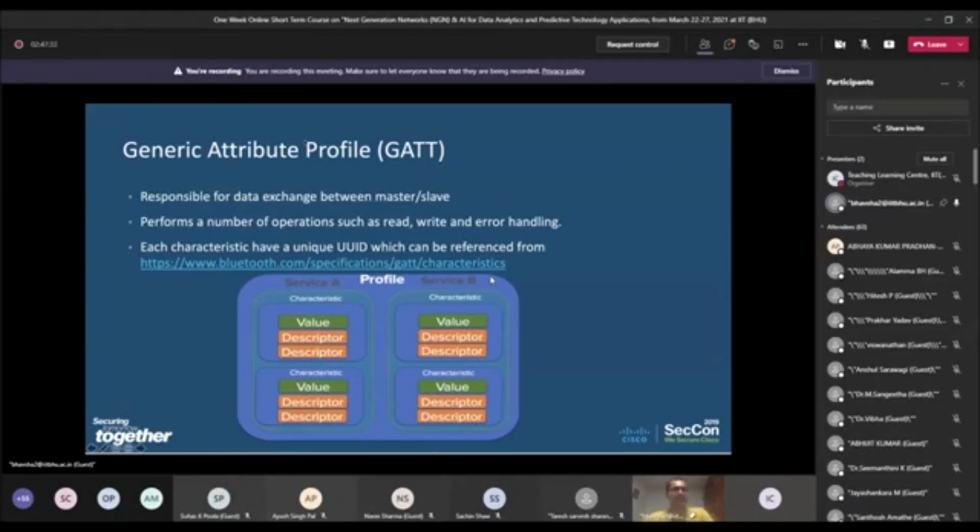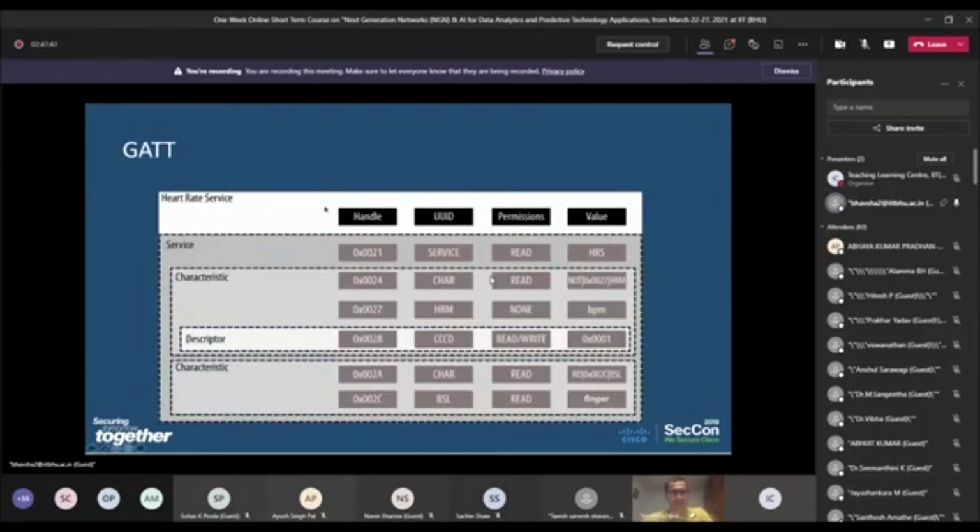Under that, there are values and descriptors, which are nothing but the permissions you have, like read, write, or both read and write. So this is how it looks. As you can see, it's a heart rate service. Under that, there is a UID, which, as I mentioned, is nothing but a 16-digit unique number given by the attribute protocol. And under each service, you have a specific handle for that characteristic.